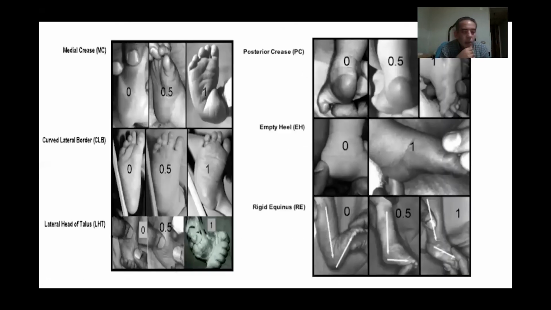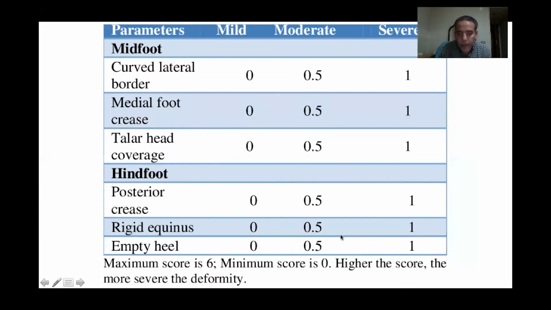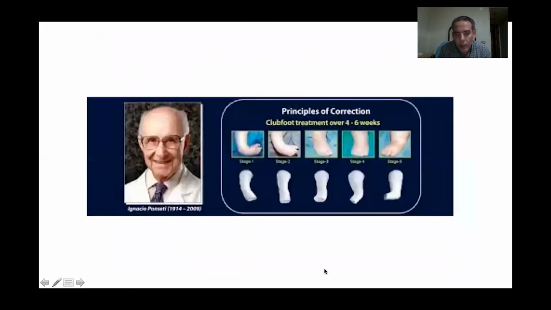This is the Pirani score. The Pirani score is well explained everywhere. You assess the medial crease, the curved lateral border, the lateral head of the talus. You assess the posterior crease. You assess the heel if it's empty or full. You assess the rigid equinus, and it's a score of maximum of 6 and the minimum of 0.